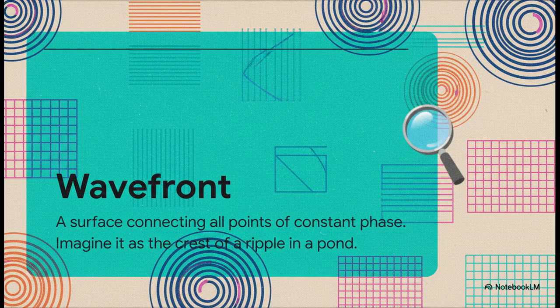Now, to really get Huygens' principle, you first have to understand what a wavefront is. Let's go back to that stone in the water. A wavefront is just like one of those circular ripples. It's a line or a surface where every single point on it is doing the exact same thing at the exact same time. We call that being in constant phase.